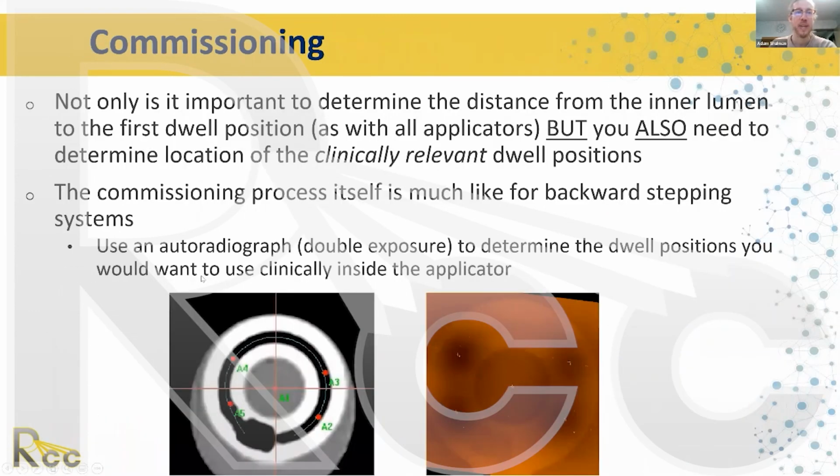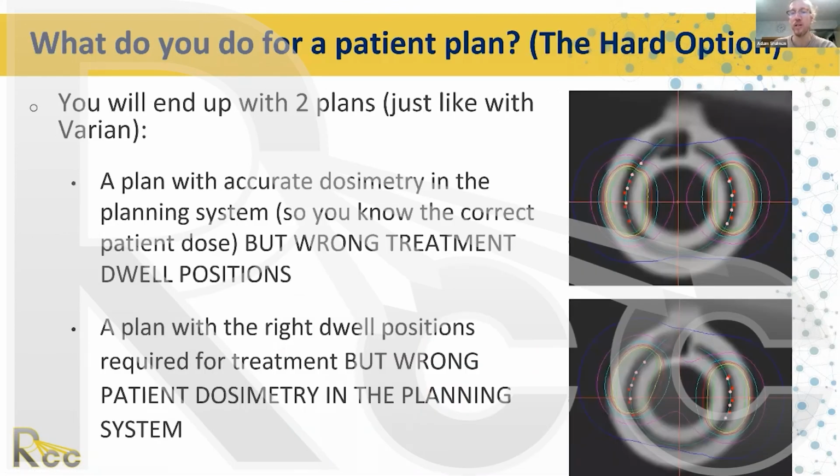So not only is it important to determine the distance from the inner lumen to the first dwell position, as with all applicators, but you also need to determine location of the clinically relevant dwell positions. The commissioning process itself, like I said, is much like backward stepping systems. You can use an autoradiograph or you can use a dummy wire. But again, that concept is really difficult, not recommended, but it is possible.